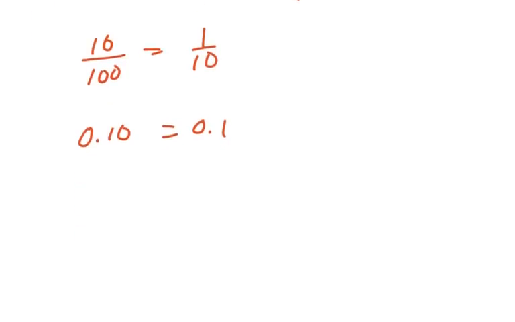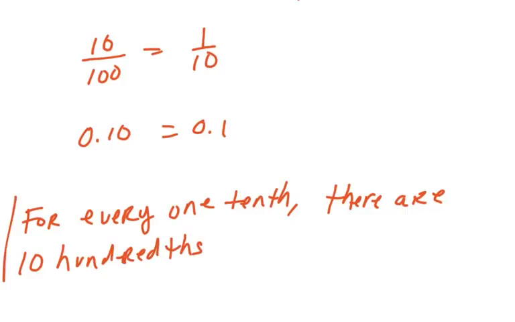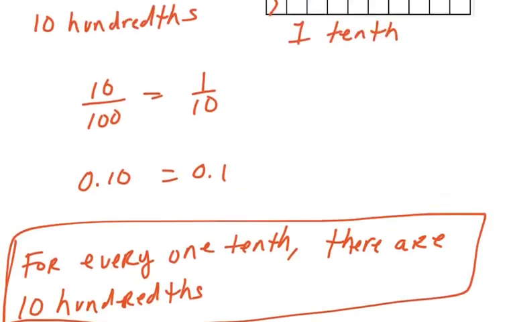The reason why: for every 1/10, there are 10 hundredths. And so remember, that's always very important information.